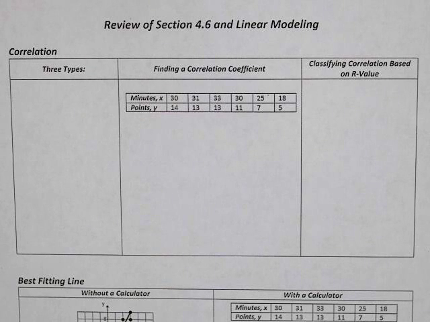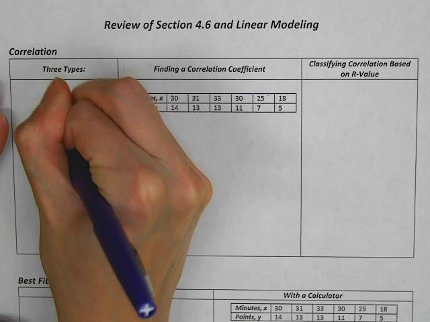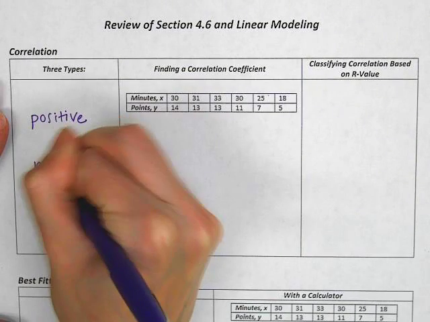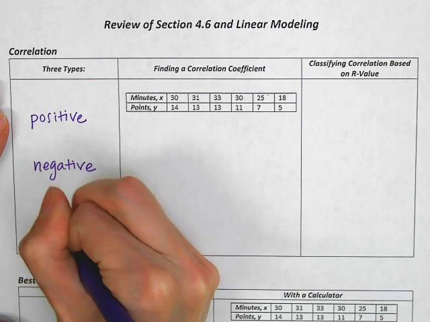Hello everybody. Today's video is a review of 4.6 and linear modeling. So nothing new today, just a review. So first, review of correlation. There's three types of correlation. There can be a positive correlation, there could be a negative correlation, or there could be no correlation.